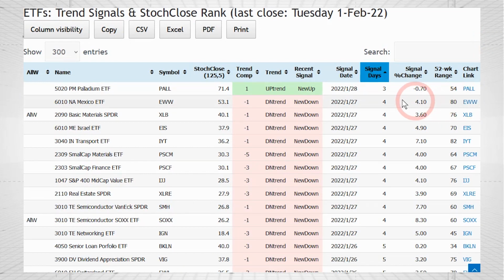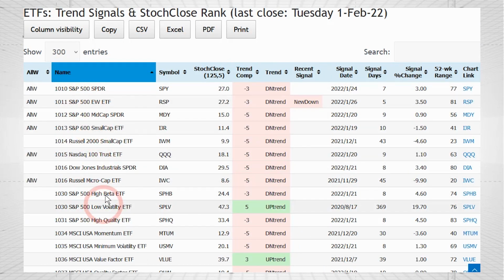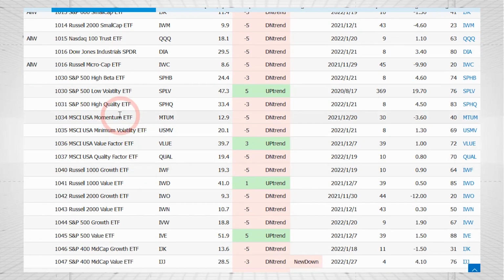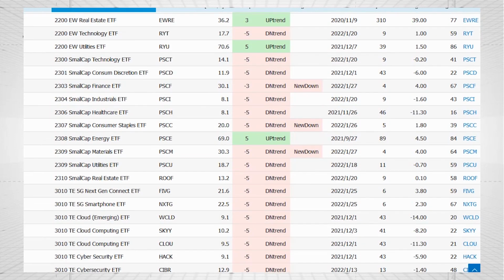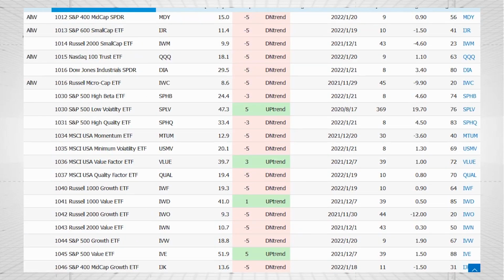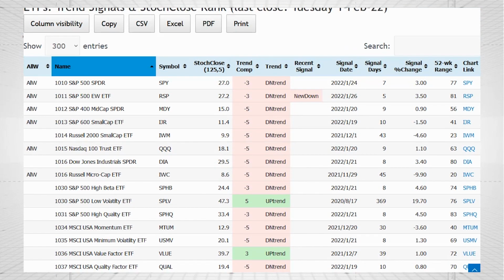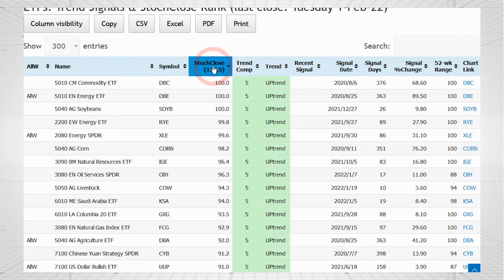What we can do here is sort first by name. If you just want a top-down sort and see the major index ETFs at the top, the style ETFs, then momentum, volatility, value, growth, etc. And then, of course, we have the sectors and then the industry groups. Then we get into bonds and commodities and currencies. Got it all here. So we can sort by that column to get a top-down sort. We can sort by the StochClose value, and you can see the ones at the top are the strongest here. And no surprise here, commodities.